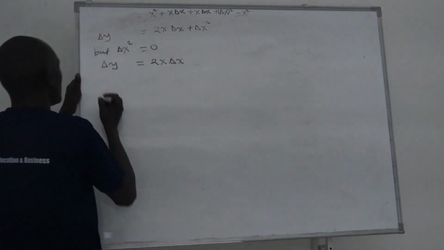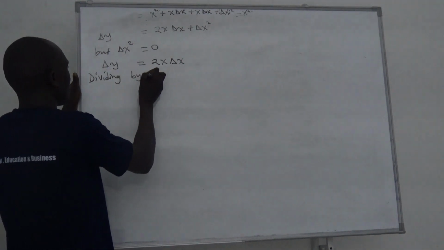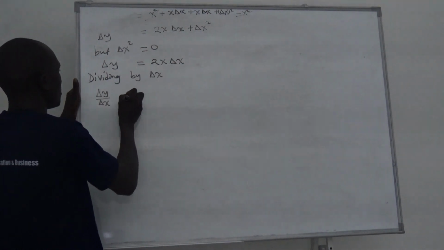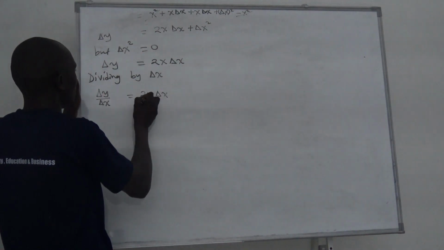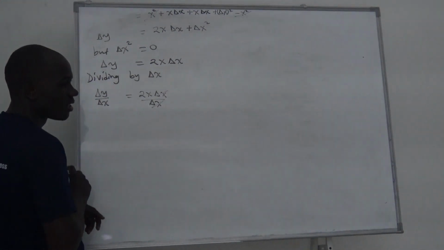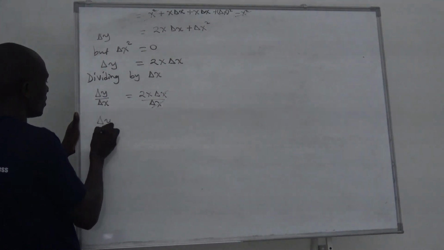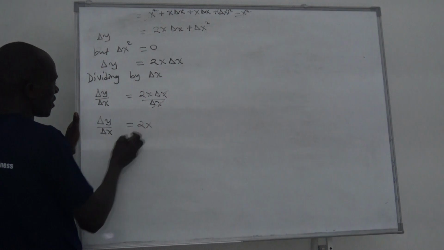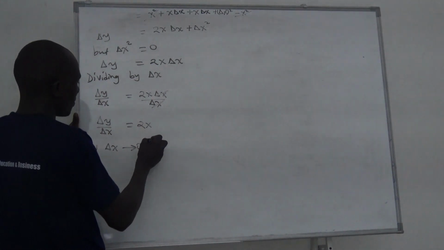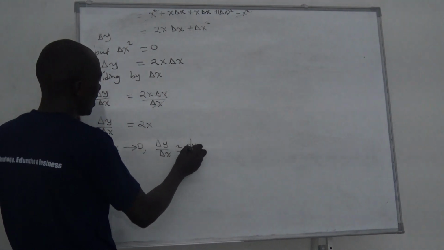So we say dividing by delta x on both sides, what do we have? Delta y over delta x equals 2x delta x over delta x. Delta x and delta x disappear. What do we remain with? Delta y over delta x equals 2x. Then we say as delta x tends to 0, delta y over delta x is approximately equal to dy/dx.